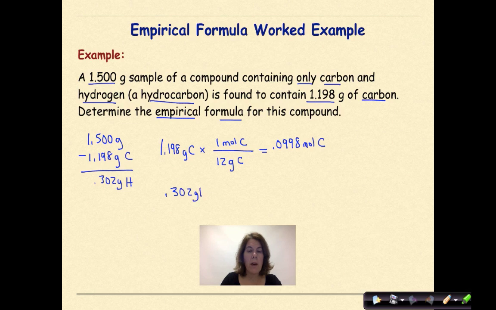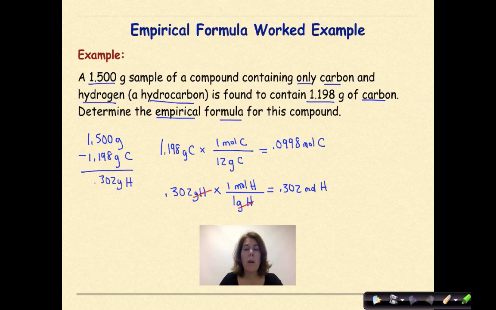0.302 grams of hydrogen, multiplication sign and a line, 1 mole of hydrogen we know is equal to 1 gram of hydrogen. Our units are going to cancel, so 0.302 times 1 divided by 1 is 0.302 moles of hydrogen. The next step is to divide by the lowest number.